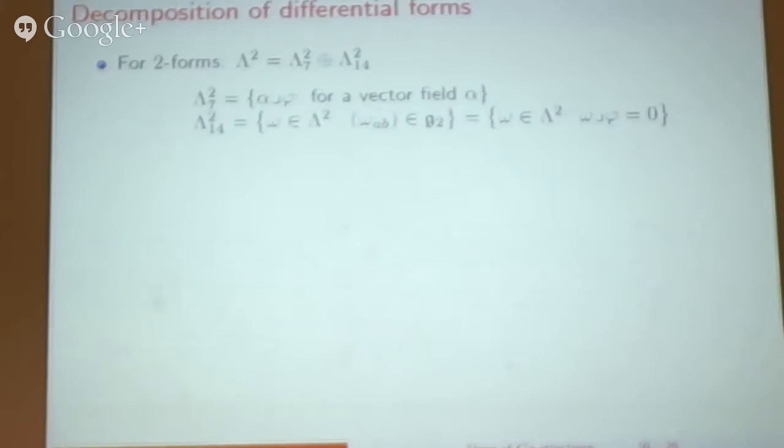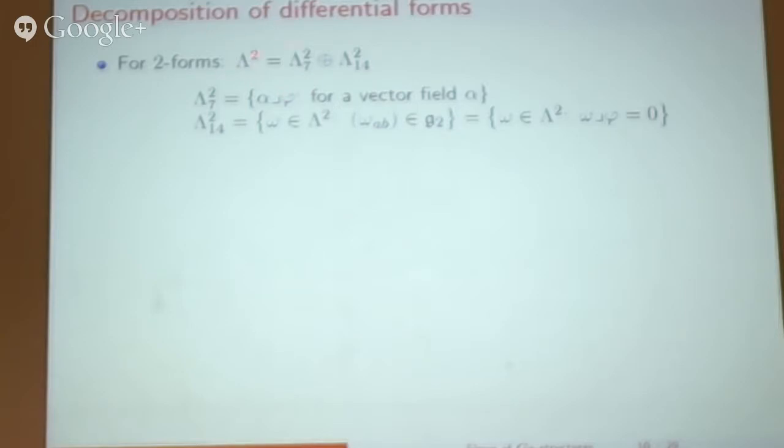Now suppose we do have this G2 structure. So we have our 3 form phi and our metric g. Then the existence of this G2 structure on the manifold gives us a decomposition of differential forms. For example, 2 forms split into a 7-dimensional piece and a 14-dimensional one. This is a splitting according to representations of G2.